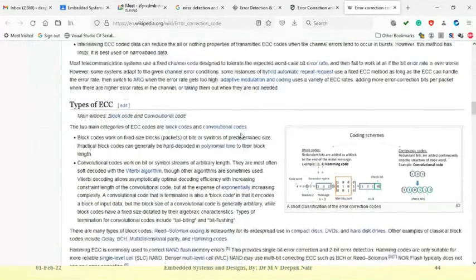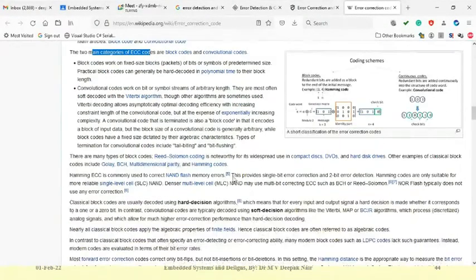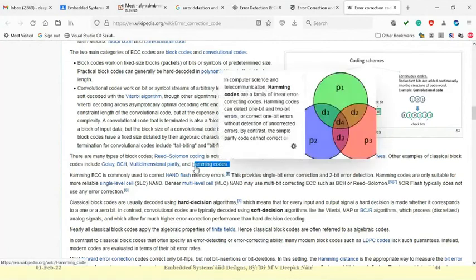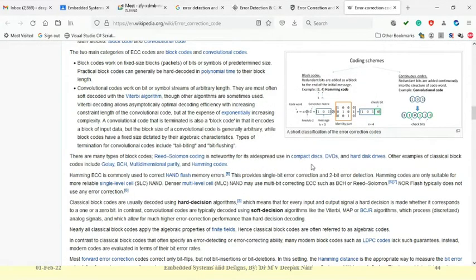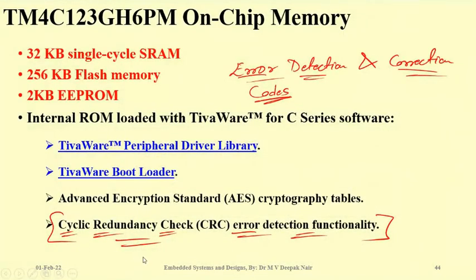You can go through this kind of convolutional codes. There are two main categories: ECC codes or block codes and convolution codes. Please go through this, so it will help you with Hamming codes and all. So these are the different techniques which are used to find if there is any error in the bit sequence that has been transmitted or received. So this board is going to provide you CRC based error detection functionality.